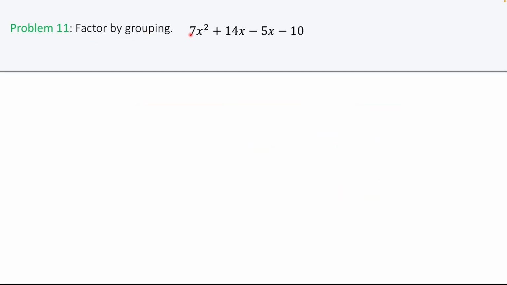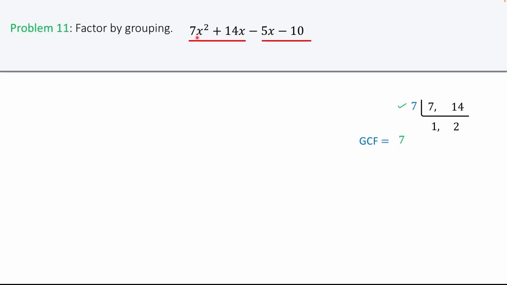Factor by grouping. 7x squared plus 14x minus 5x minus 10. Let us factor this. Form 2 groups. And factor each group. Take the numbers 7 and 14. Divide. These numbers can be divided by 7. 7 divided by 7 is 1. 14 divided by 7 is 2. There is no number that can divide 1 and 2. So the GCF is 7.